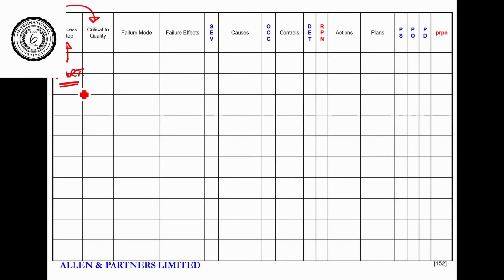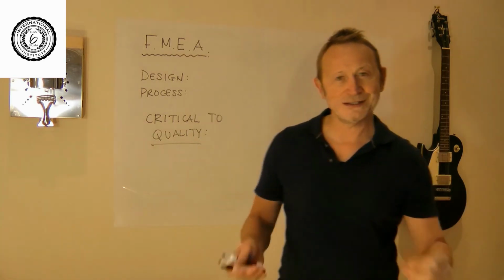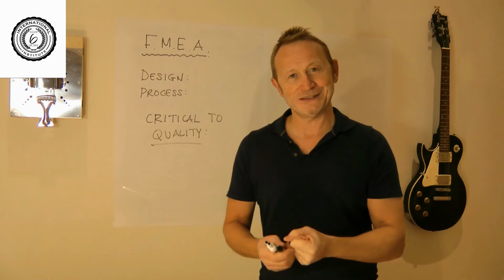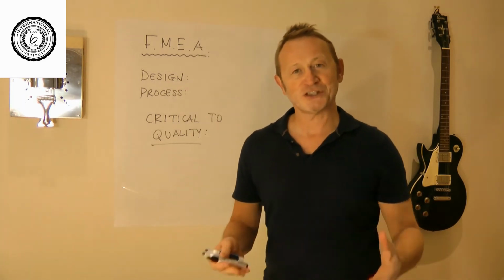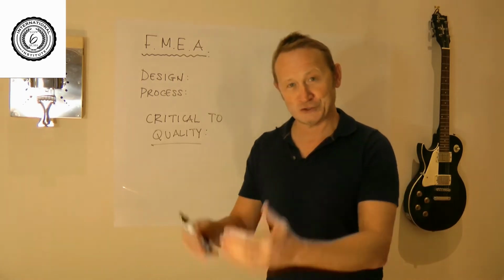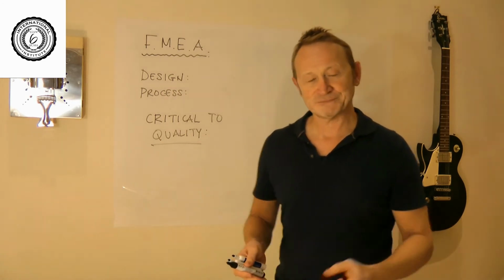Now you'll notice that the second column over says what is critical to quality. And this is really important. What the design FMEA is going to do, it's going to capture the designer's intent. Why did he design the product the way he did? Why did he come up with tolerances the way he has? That's what this thing's going to do. Not just come up with tolerances, not just come up with raw materials. It's going to come up with the reason why he did it.